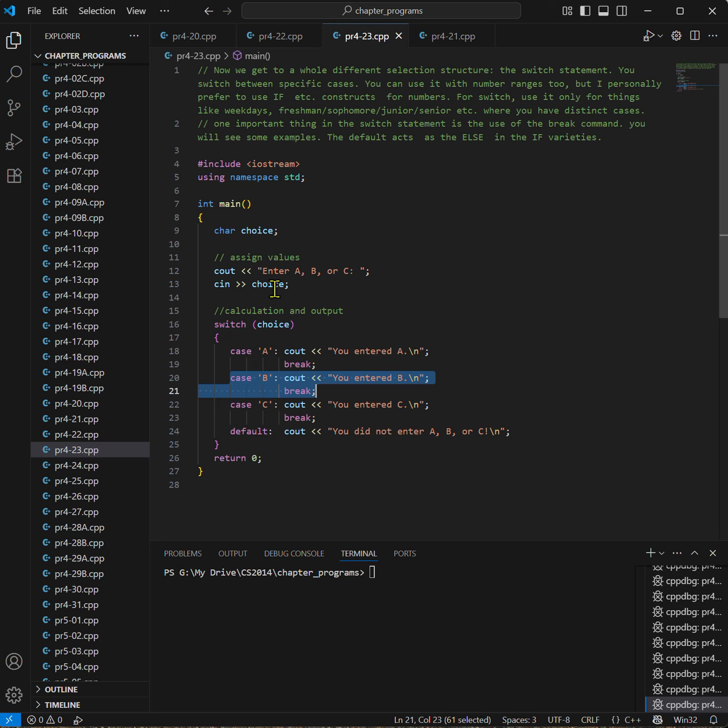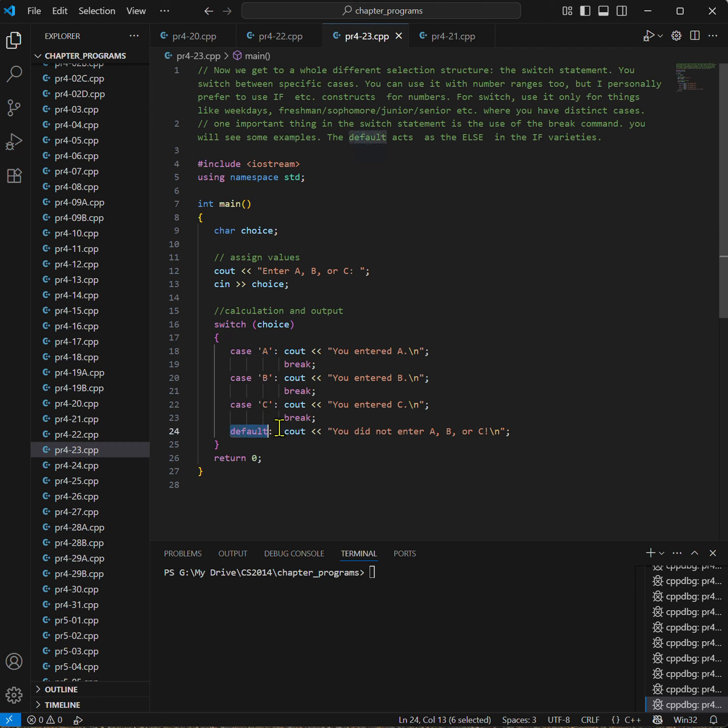So what is the syntax of the switch statement? Well, you have over here some character choice, and then you switch between, in this case, choice, or it could be switch classification if you talk about freshman, sophomore, junior, senior, etc. And then we use the case keyword and the specific instance of what we're looking at, whether it's capital A, capital B, capital C, etc.